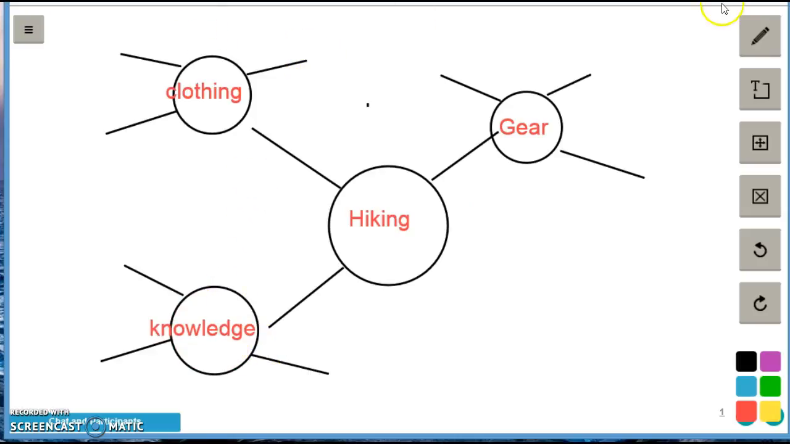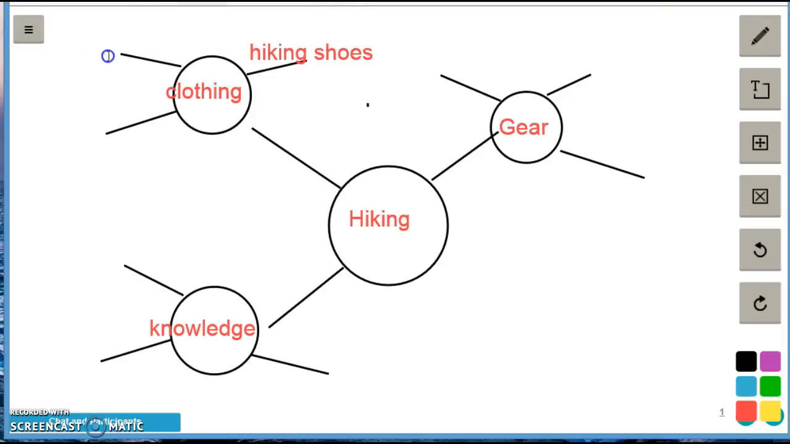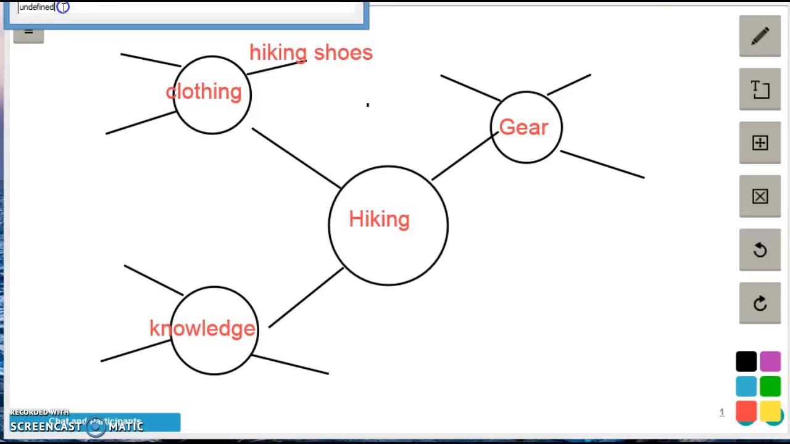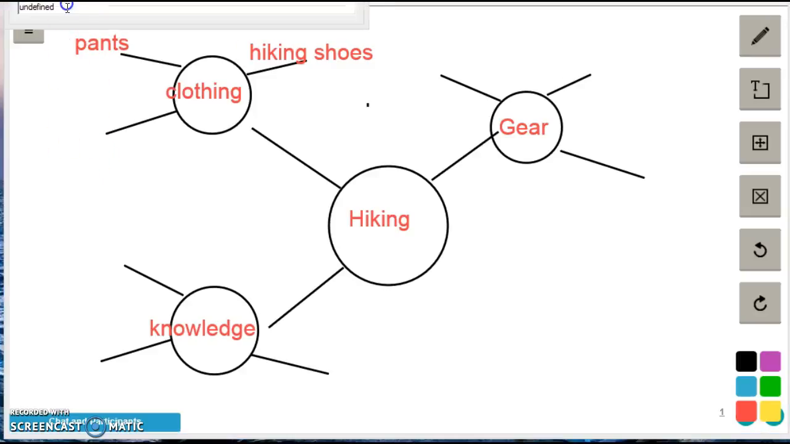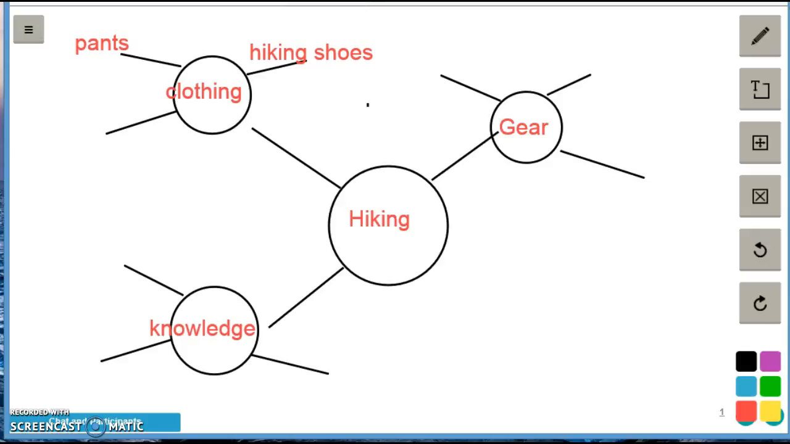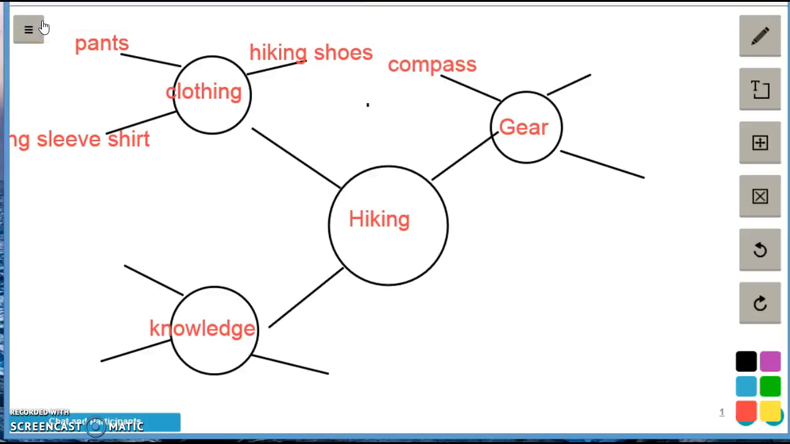So we'll start with clothing. When I'm going hiking, I know I'm going to have to bring my hiking shoes. I know I'm going to have to bring a pair of pants, not shorts, but pants to protect me against the elements, whether they be animals, insects, or plants. And also I'm going to need to bring a long sleeve shirt for the same purpose. You don't want to have too much skin exposed, and I know this, so it's something I need to share with everybody.